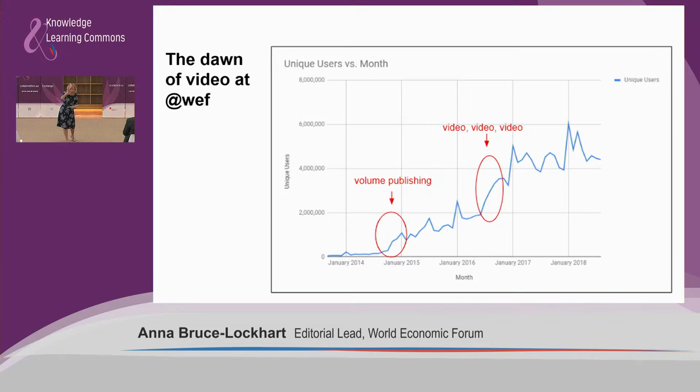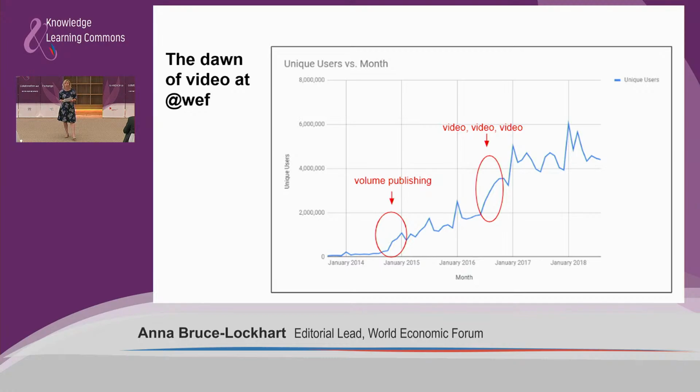There's little spikes there that you can ignore. That's every January. And every January, of course, we have Davos, which is a huge spike in global attention to our content. But those humps going up, that's the strategy shift. So that was 2015, when we increased the volume of our posting.